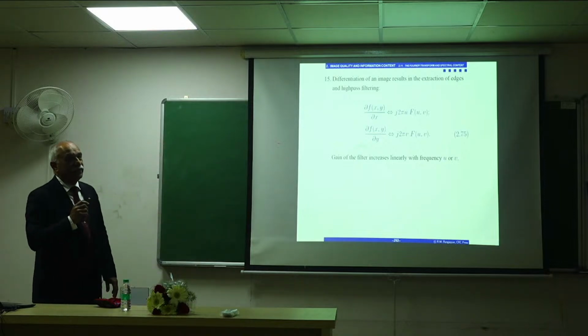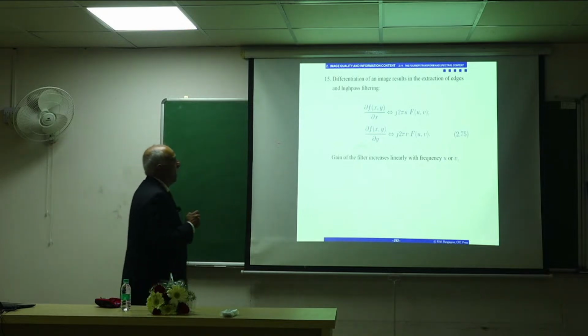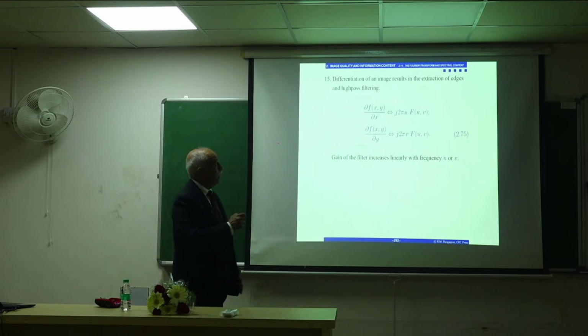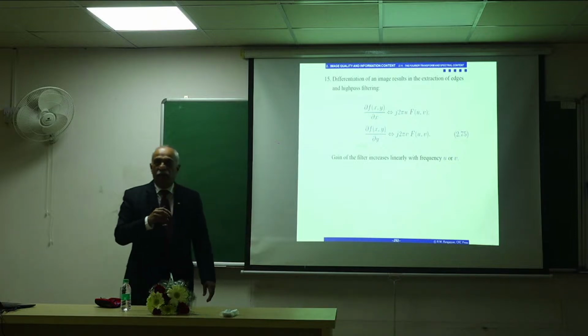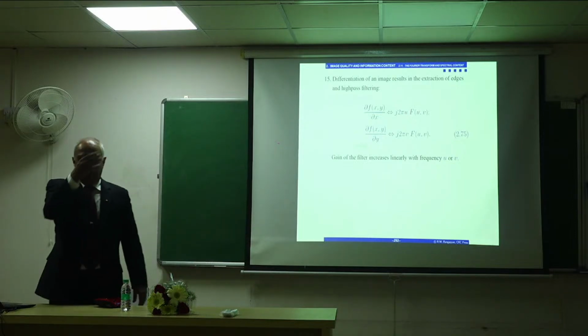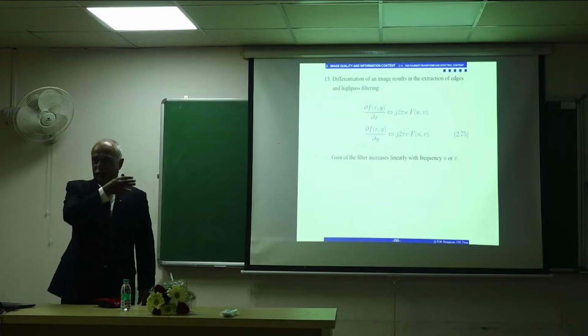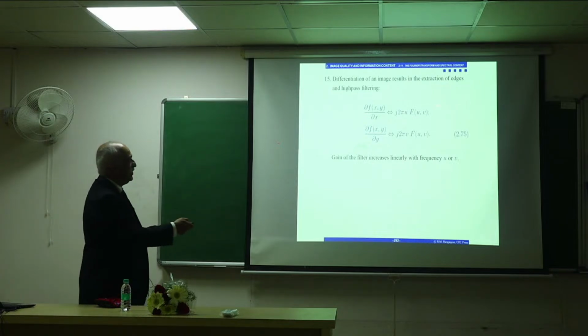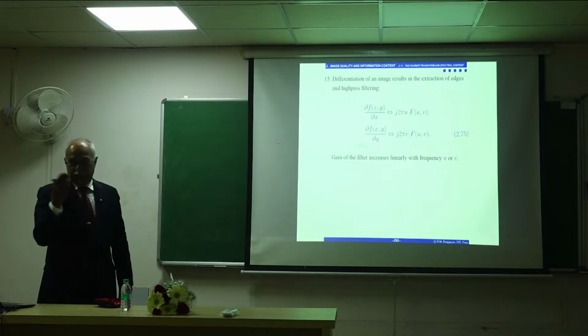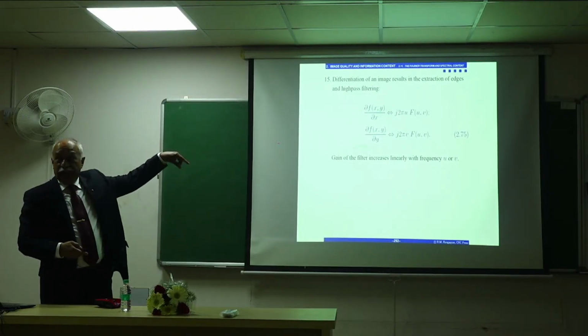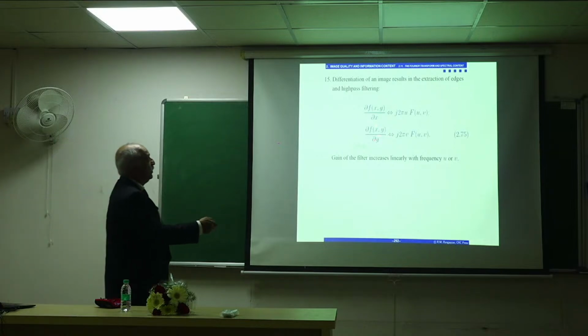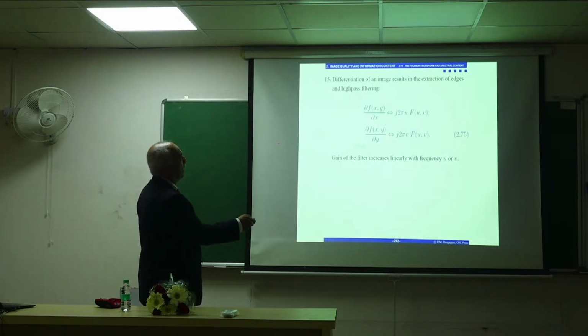Differentiation of an image leads to high-pass filtering. If you take the partial derivative of f(x,y) with respect to x, you get j2 pi u F(u,v). Some of these you can prove easily. Take the Fourier transform definition, apply the derivative. You will get this j2 pi u out from the exponential. You have done that in 1D. The same is happening in each dimension now. If you do it in the y direction, you get j2 pi v.